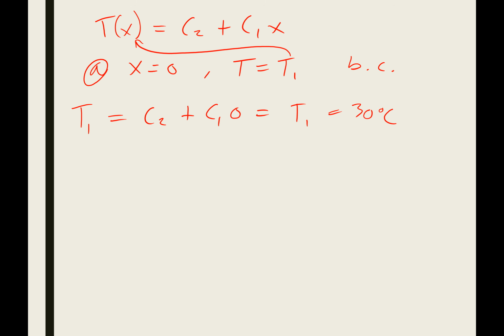Okay, so then we can plug this back in now that we know what C2 is. We would just have our temperature as a function of x is equal to T1 plus C1 times x. Okay, so we still don't know what C1 is. How do we get C1?